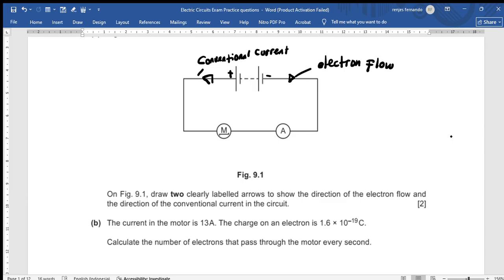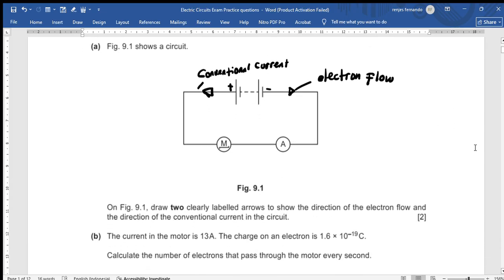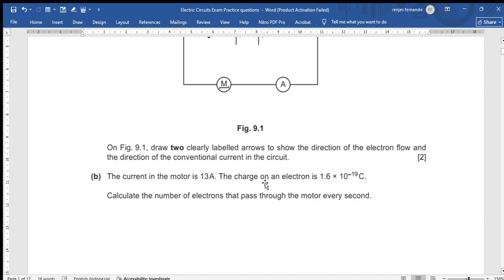Okay, next, the current in the motor is 13 ampere. The charge on an electron is 1.6 times 10 to the minus 19 coulomb. Calculate the number of electrons that pass through the motor every second. First we have to find the charge. I is Q over T, so Q is I times time, which is 13 ampere times 1 second. So the result is 13 coulomb.